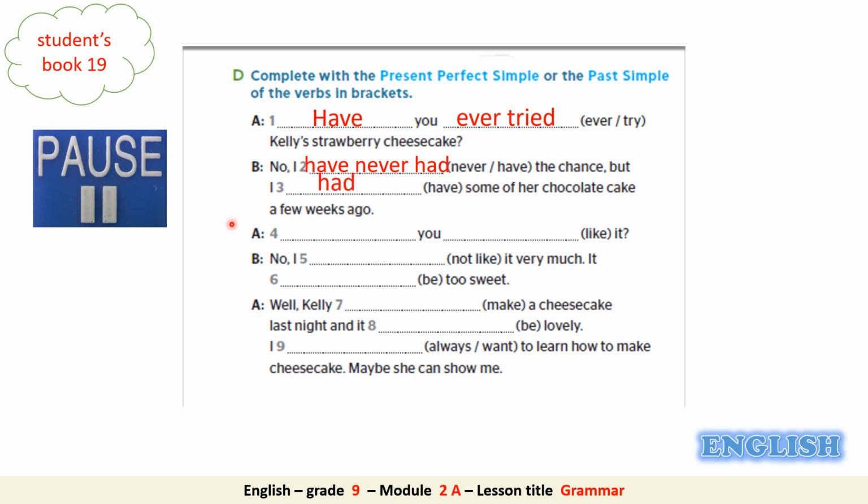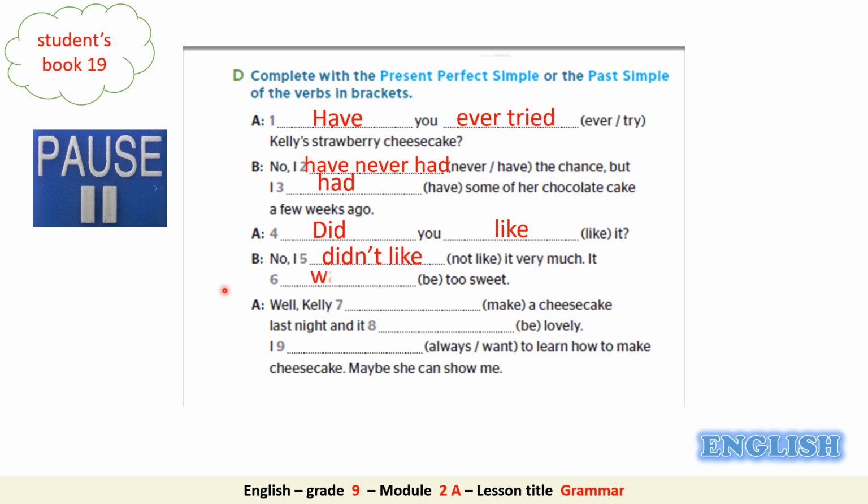The next one, I had. Why? Because here we have a few weeks ago. We are talking about the past, so we use simple past. The next one, excellent. It's did you like. Why? Because we are still talking about an action that happened in the past, a few weeks ago. No, I didn't like it, because the question starts with did, so the answer should contain did. Here, the answer is no, so we use didn't.